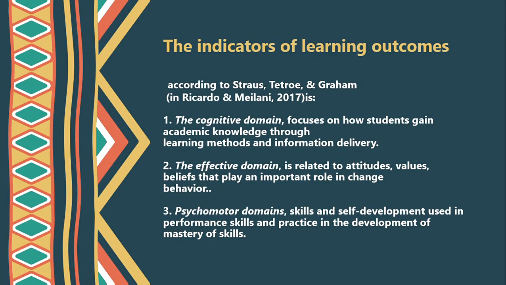The indicators of learning outcomes, according to Strauss, Tetrue, and Graham in Ricardo and Melanie 2017: the cognitive domain focuses on how students gain academic knowledge through learning methods and information delivery. Secondly, the affective domain is related to attitudes, values, and beliefs that play an important role in changing behavior. And the last, the psychomotor domain is skill and self-development used in performance skills and practice in the development of mastery of skills.